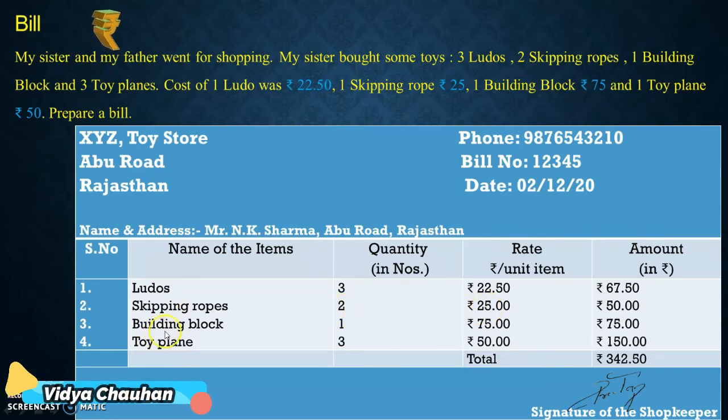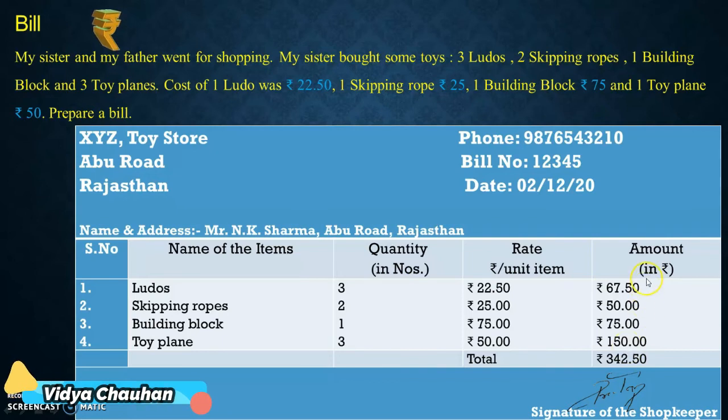Then the third item which she purchased was building block, and she purchased only one set, which cost her rupees 75. Since she purchased only one, 1 multiplied by 75, the total amount of the building block is rupees 75. Similarly, the last item which she purchased was toy plane. How many toy planes did she purchase? She purchased 3 toy planes. What is the cost of one toy plane? Rupees 50. So 50 multiplied by 3.